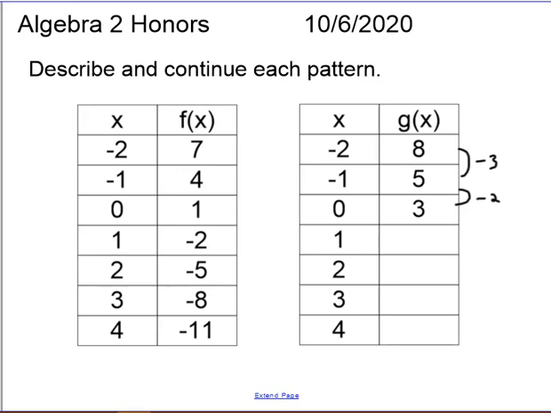The pattern in the other table is not subtract 3 every time. First we subtract 3, then we only subtract 2. So I can conclude that the pattern is that we change the number that we are subtracting by each time. So we're going to subtract 3, subtract 2, subtract 1, then do nothing, then add 1, then add 2. And when we do that, we complete our table. We get 8, 5, 3, 2, 2, back to 3, and up to 5.